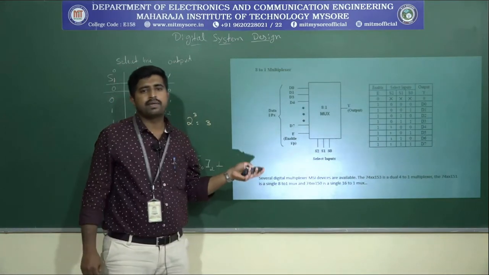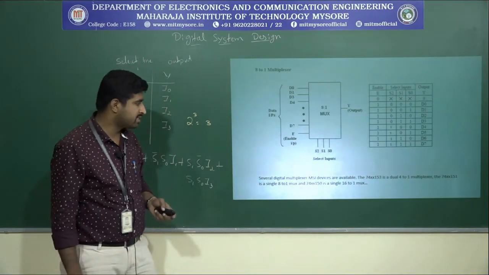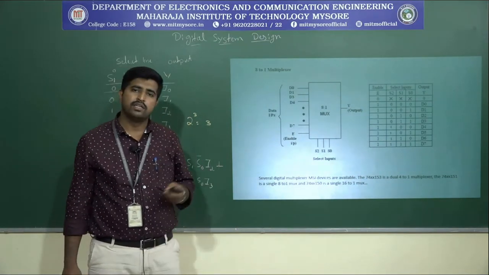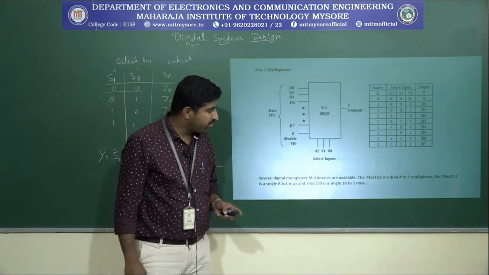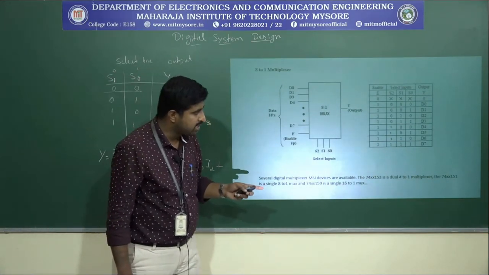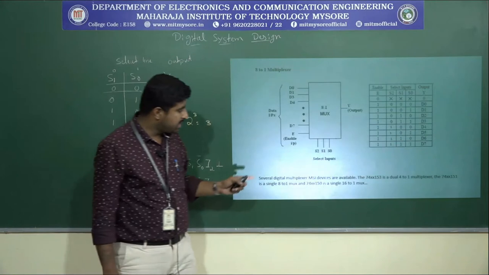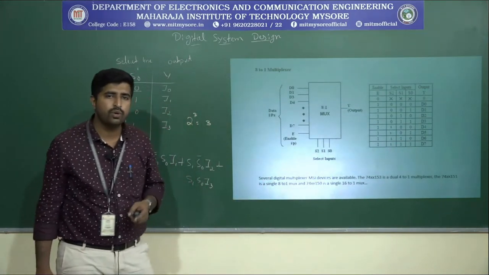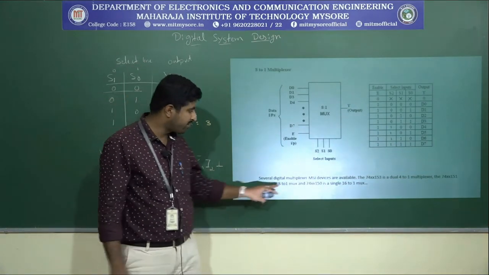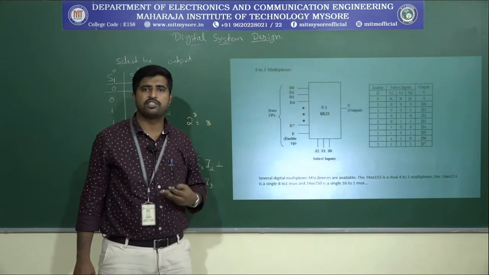These multiplexers are available as integrated circuits. We can say these are digital multiplexer MSI devices, where MSI stands for medium scale integrated circuits. For example, the IC 74153 is a dual 4:1 multiplexer. Similarly, the IC 74151 is a single 8:1 multiplexer, and the IC 74150 is a single 16:1 multiplexer. A multiplexer always has only one output, but it has multiple inputs: 4:1, 8:1 or 16:1.